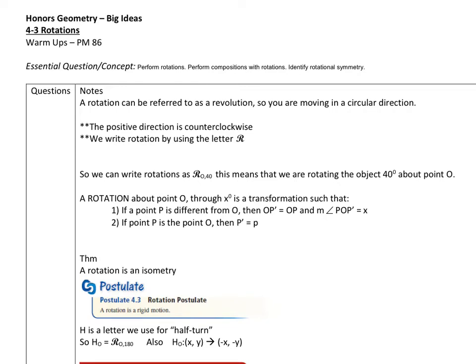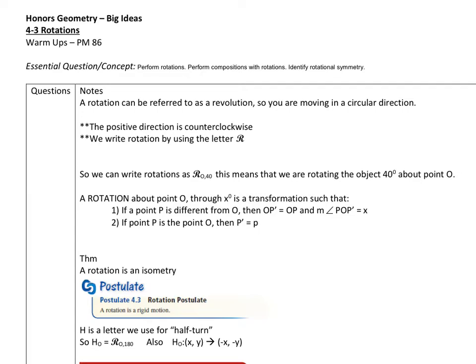Hey everybody, it's Mr. N here, and this is the next lesson. This one is on rotations. So, geometric rotations. A rotation can be referred to as a revolution as well. So we can call it a revolution, we can call it a rotation. Either one works. Now, here in a rotation, we're going to be moving in a circular direction.